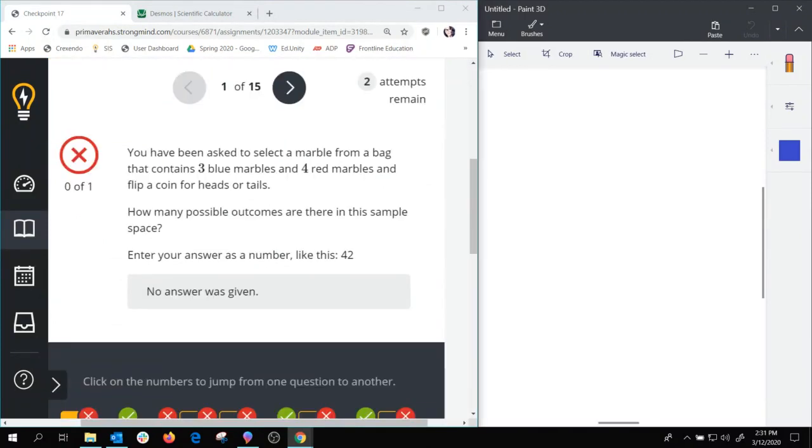Okay, so for checkpoint 17, we have to remember the difference between and or, right? Whenever we see and in probability, we multiply, and whenever we see or in probability, we add.